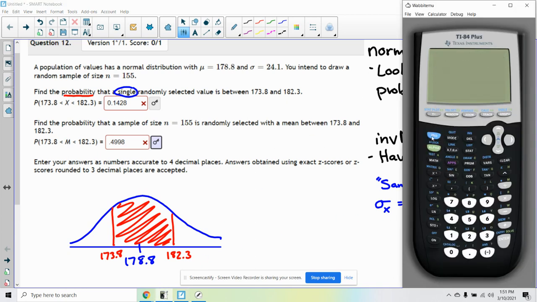So I'm just going to go to my calculator. Second distribution, normal CDF is option 2. I'm going to pick my lower bound, which in this case is 173.8, my upper bound, which is 182.3, my mu is 178.8, and my sigma is 24.1. I'm going to hit enter. So the probability that my randomly selected value falls between those two values is 0.1399.